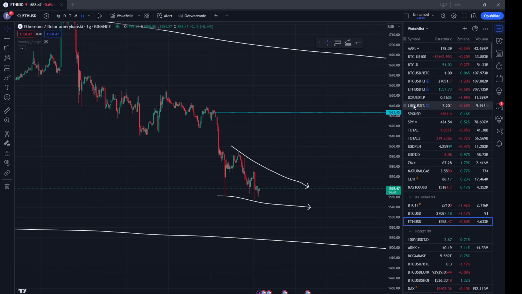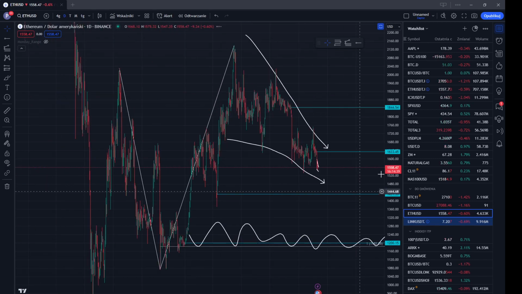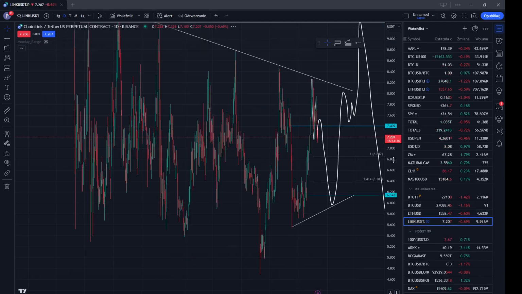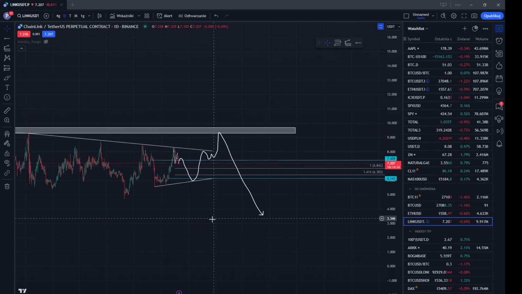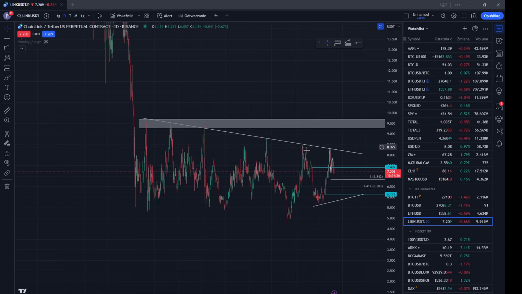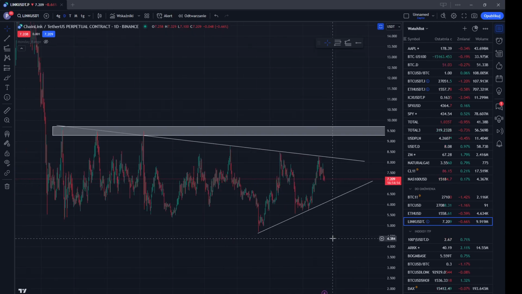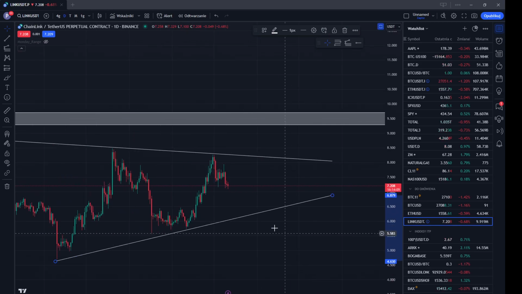Anything else? Maybe we could have a short look at Link. Going on the daily time frame. Link, wake up. Going on the daily time frame. So let's get rid of this. We see this descending trend line. There is some support in here. So let's get rid of this. So my expectation would be at the moment, yeah.